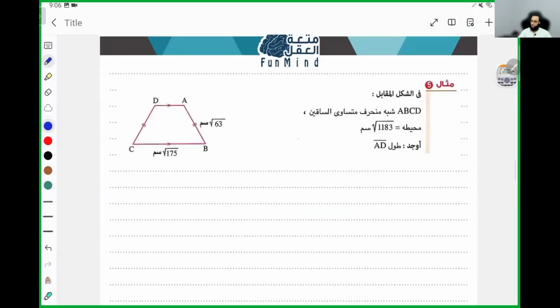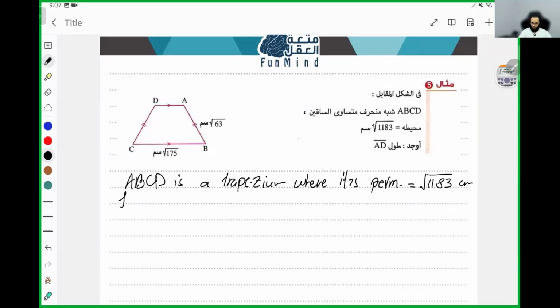Any problem? The question before the last one. So this is a trapezium. A, B, C, D is a trapezium, where its perimeter equals root 1183 centimeters. Find AD. Who could solve? What is AD? AD is the smaller base, which is base 1, you know? Yes. And this is base 2. Base 1 plus base 2, times the height.